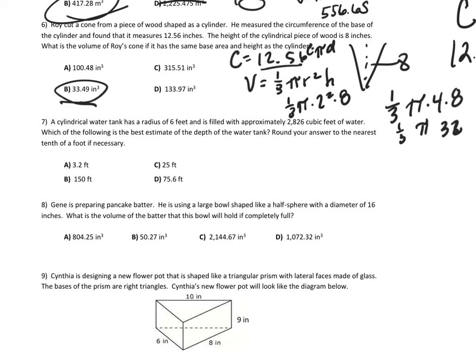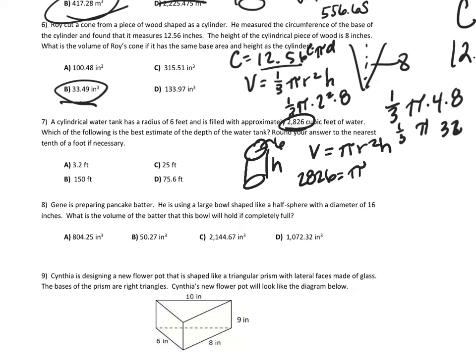A cylindrical water tank has a radius, okay, of 6 feet and is filled approximately with 2,826 cubic feet of water. Which of the following is the best estimate of the depth of the tank? So they're looking for the height. We don't know the height. So we know that based on this formula, we know this number, right? This is where you're going to have to start working backwards, guys, okay? So we know this. We know pi. We know the radius. We don't know height.